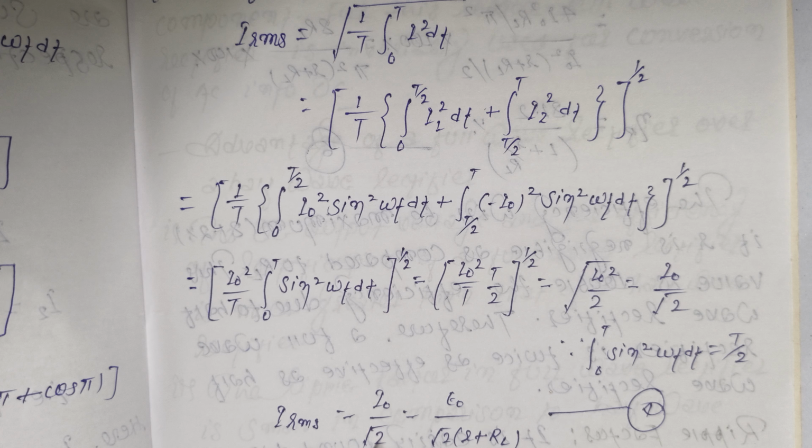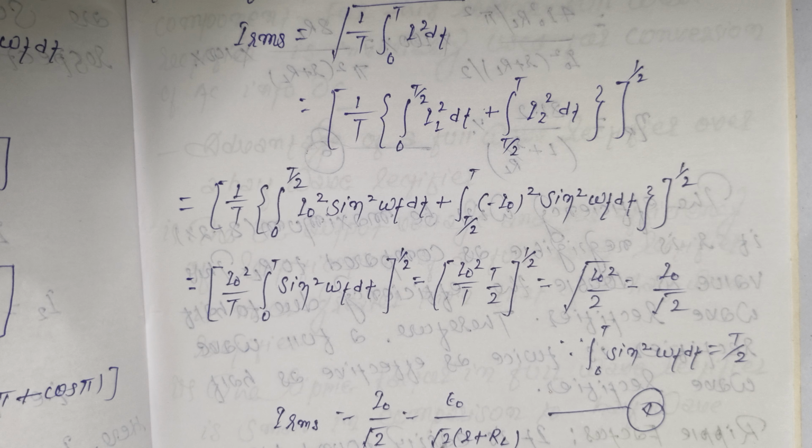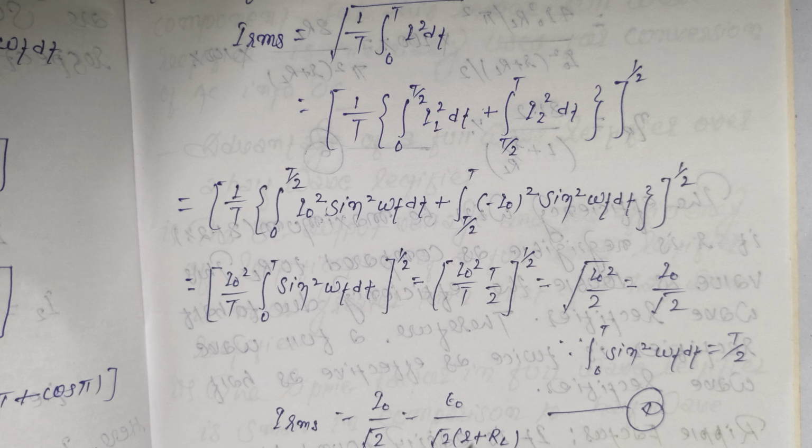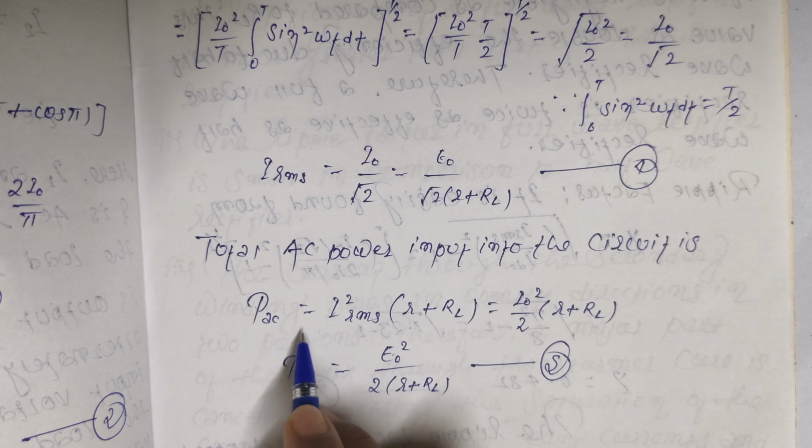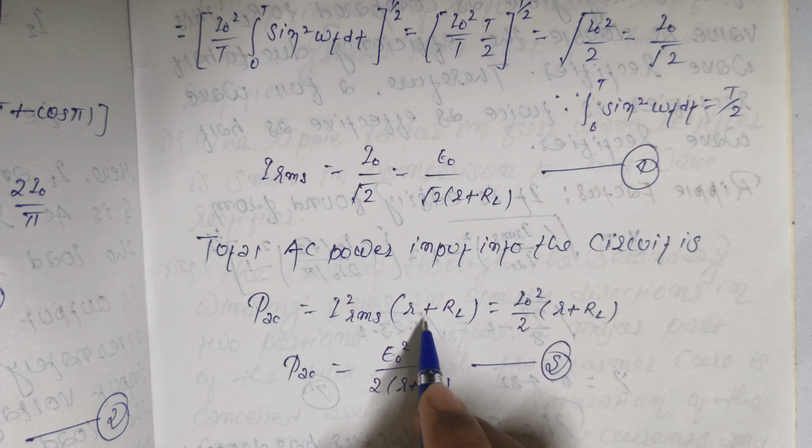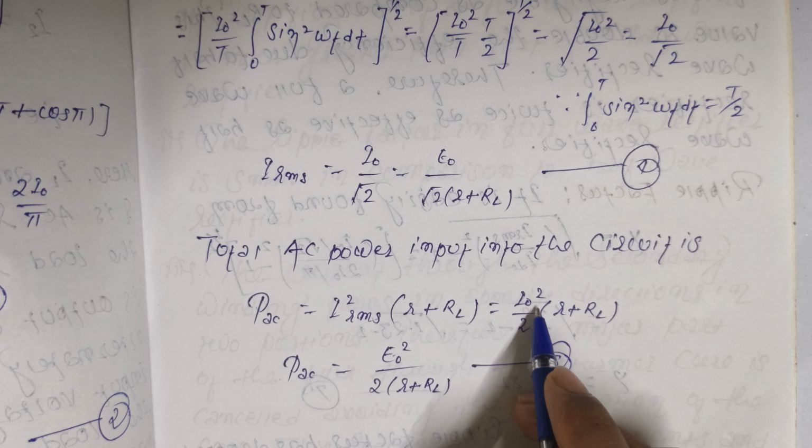I_RMS is equal to I naught by root 2, is equal to E naught by root 2 (R plus RL). This is equation 4. Total AC power input into the circuit is P_AC is equal to I_RMS squared (R plus RL), is equal to I naught squared by 2 (R plus RL). P_AC is equal to E naught squared by 2 (R plus RL). This is equation 5.